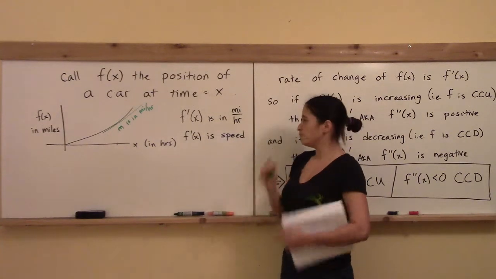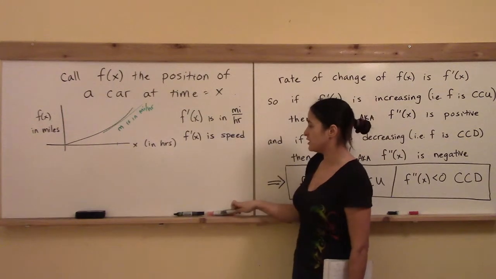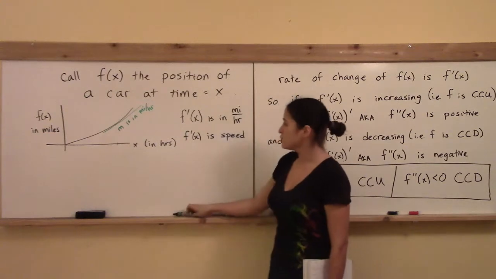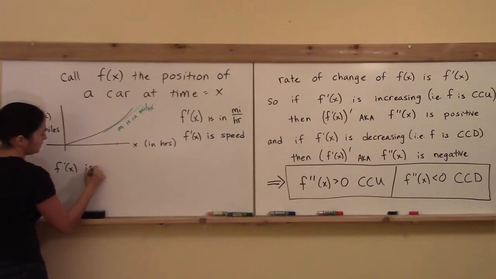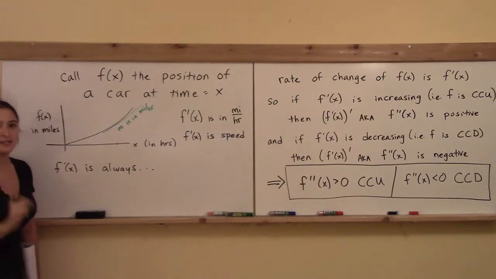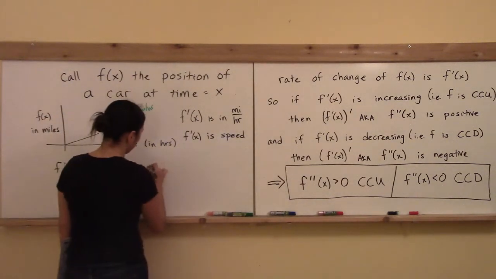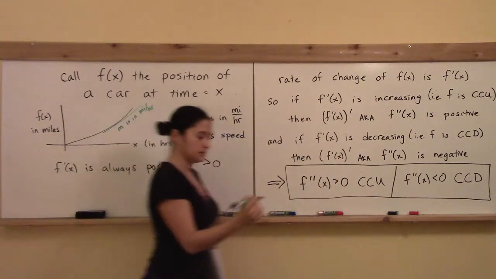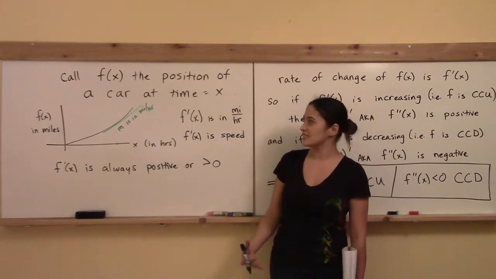Now my question is, what is the sign of f prime for the function that I've drawn here? You can see that the function's always going up, the position's always going up, so what would we expect out of f prime? F prime of x is always what? Positive, that's right, it's always positive because my function's increasing the whole time, so f prime of x is always positive, or as we called it over there, greater than 0.